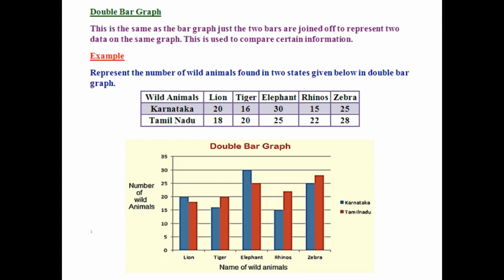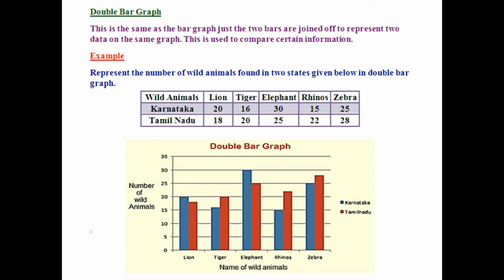Here you take the x-axis as the name of wild animals, always the first one in the tabular column, the first row. You have to take the x-axis, that is the name of wild animals. Then in the y-axis, the data, that is Karnataka and Tamil Nadu.